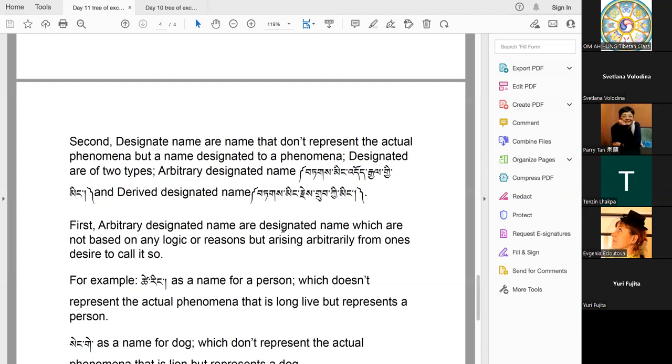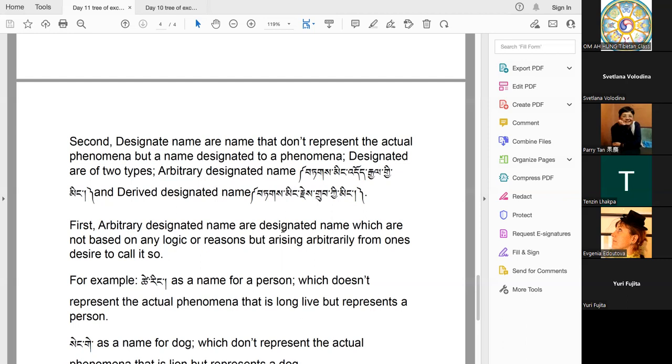Okay, so we're going to clarify it here. So designated names are names that don't represent the actual phenomena, meaning when we use these names, it doesn't represent the actual phenomena, but a name designated to a phenomena. So it's a name that is designated to a phenomena. So we take a name of something else and then we label it to something else.